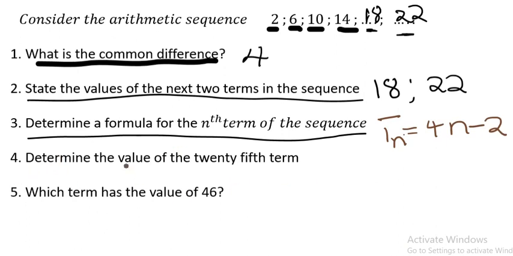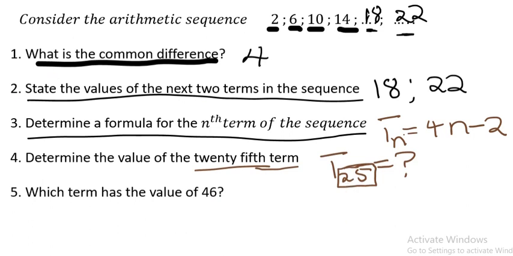We go to question number 4. It says determine the value of the 25th term. So in short, we are looking for T25. But in this case, we are given the position of the term. It's position 25 there. So what we need to do is just to write 25 where there is n.